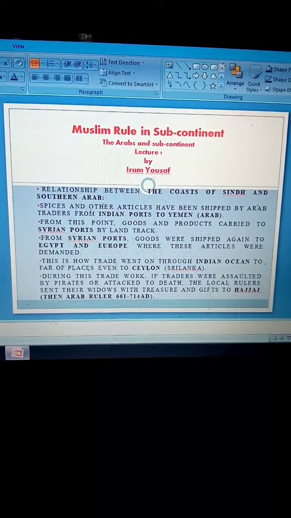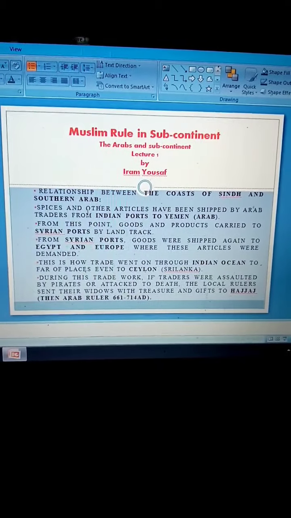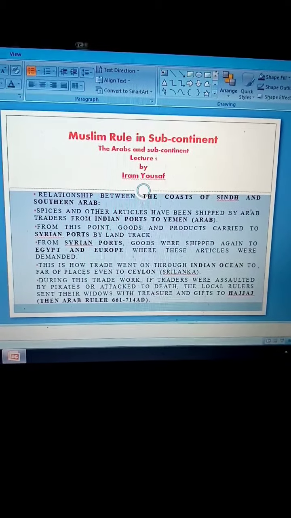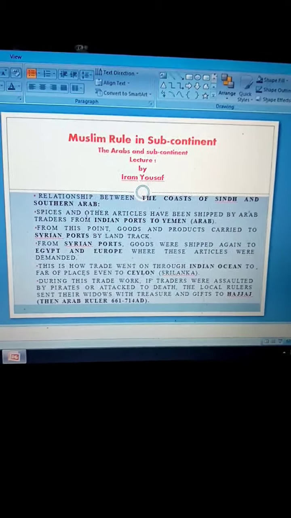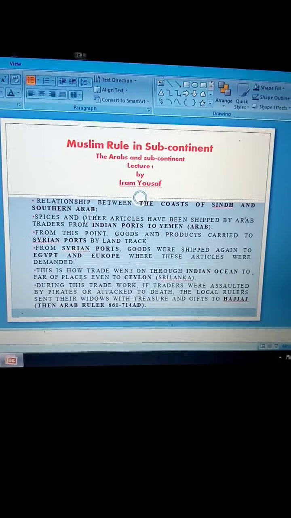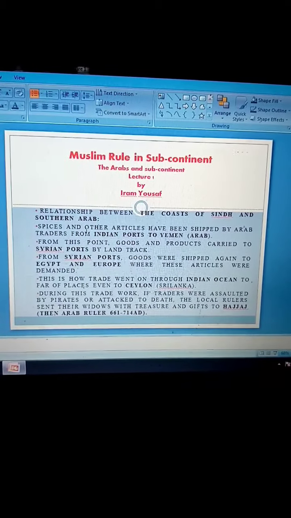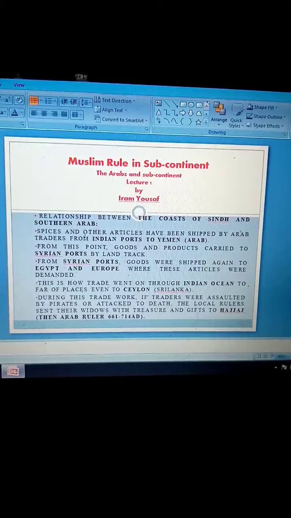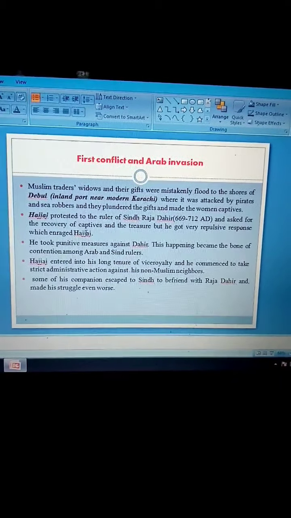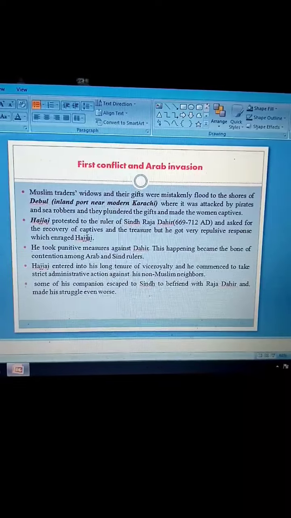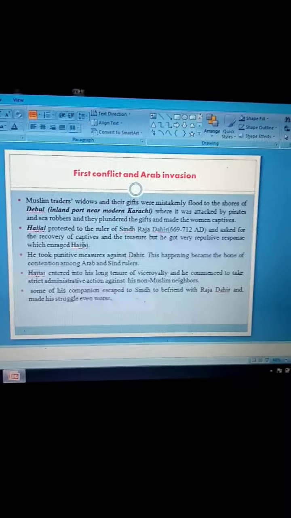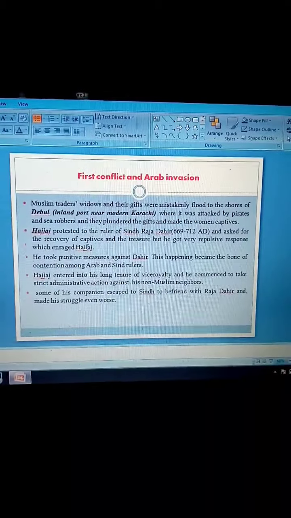In ancient times, there was a risk of robbery by pirates and sea robbers looting the belongings and luggage of traders. This happened with the Arab traders as well. Whenever such an incident happened, the regional ruler would hand over the widows and the surviving traders to the ruler of the Arabs, who at that time was Hajjaj bin Yusuf. So the first bone of contention between the Arabs and the subcontinent, the incident that enraged the Arabs to invade the subcontinent, was this.